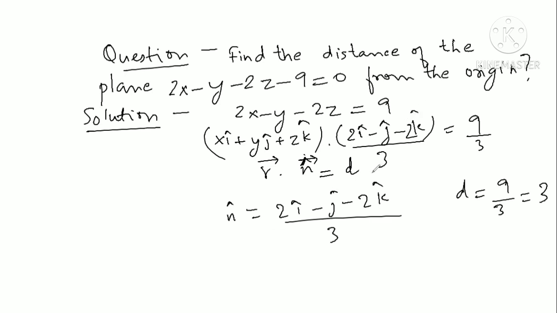So the answer for this question is 3. Right? Always remember, once you identify the vector which is normal to the plane, we need to divide the vector by its magnitude to make it a unit vector. So 2i cap minus j cap minus 2k cap is a vector normal to the plane. But to make it a unit vector, we need to divide it by its magnitude, which is 3. So that is why we divide by 3. And since we divide by 3 on the left hand side, we have to divide by 3 on the right hand side also. And therefore d becomes 9 by 3, which is 3. So 3 is the answer for this question.